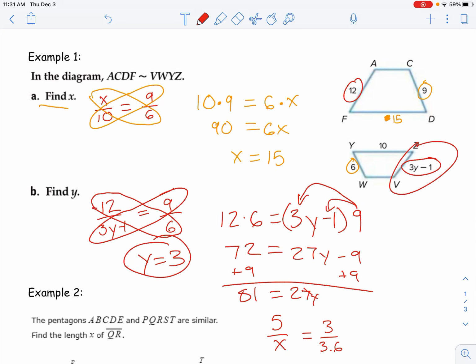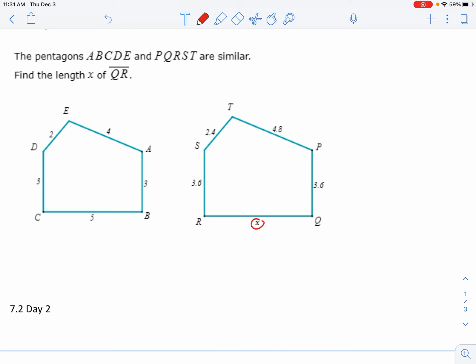Number 2, let me erase this stuff quick. Number 2, the pentagons are similar. Find the length of x, find the length right here of QR. Now we can do this a bunch of different ways, but I'm just going to use this 3 and 3.6 as my first fraction. 3 over 3.6, and then to get x, I would have to pair that with the 5, and since the 3 was on top, then the 5 has to be on top.